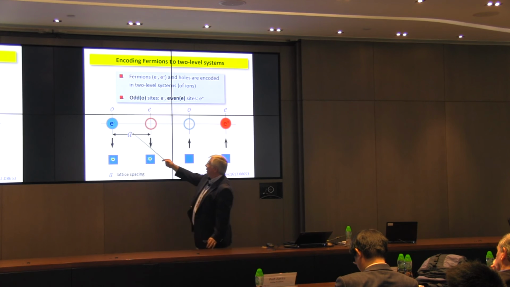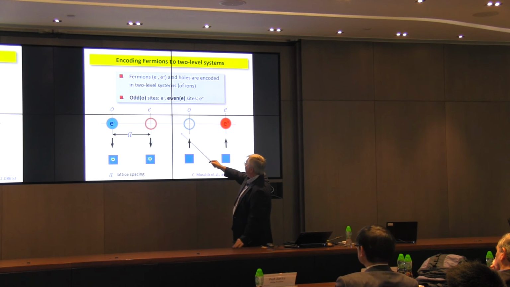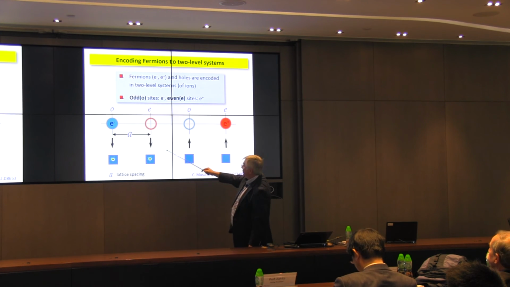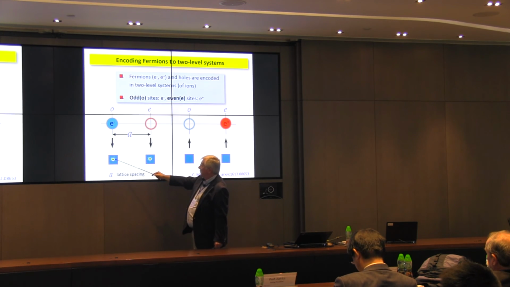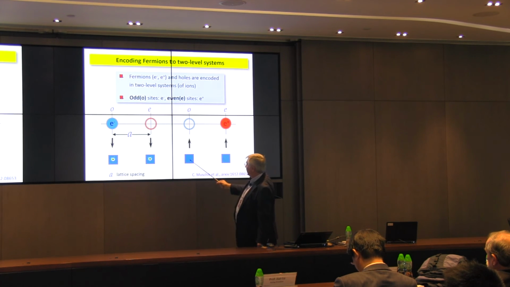So we take the odd sites and say, okay, the odd sites should be only electrons, the even sites should be holes or positrons, the antimatter. Then we just say, as soon as the ion is bright, this is a spin down. As soon as the ion is dark, this is a spin up particle, and vice versa for the antiparticles.